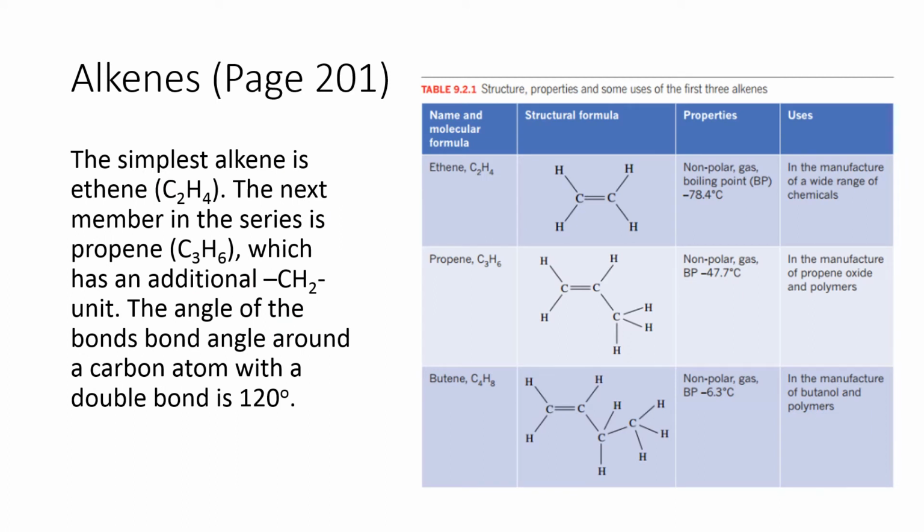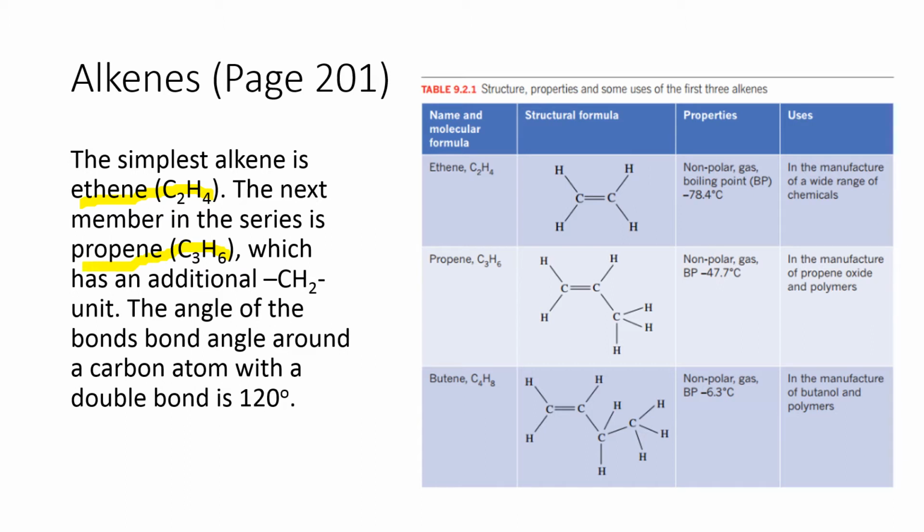Here it's talking about alkenes once again. The simplest alkene is ethene. Why is it not methene? Methene does not exist because CH4 cannot form any double bonds with another carbon, because it only has one carbon. For ethene, it consists of two carbons and four hydrogens, not six, because it has that one double bond. The next member of the series is propene, which is C3H6, which has an additional CH2 unit.